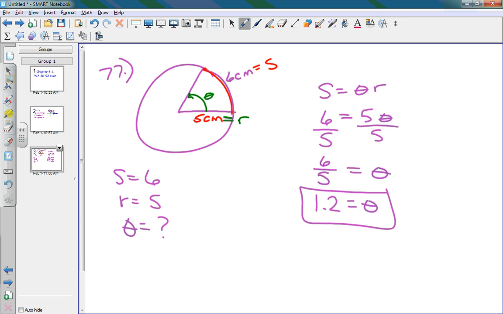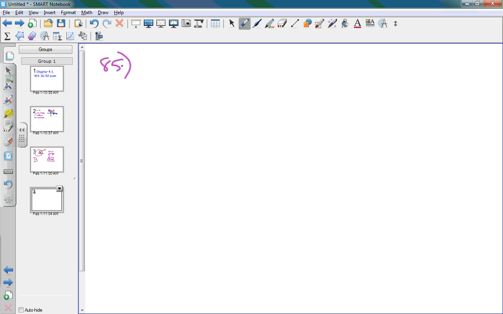85 through 88. Find the length of the arc on a circle of radius R intercepted by a central angle. These are exactly the same except for what is different. There's no picture. Different formula. They're giving you the radius and the central angle. What do you need to find? S, the arc length. Now, for example, let's do 85. 85 is what?